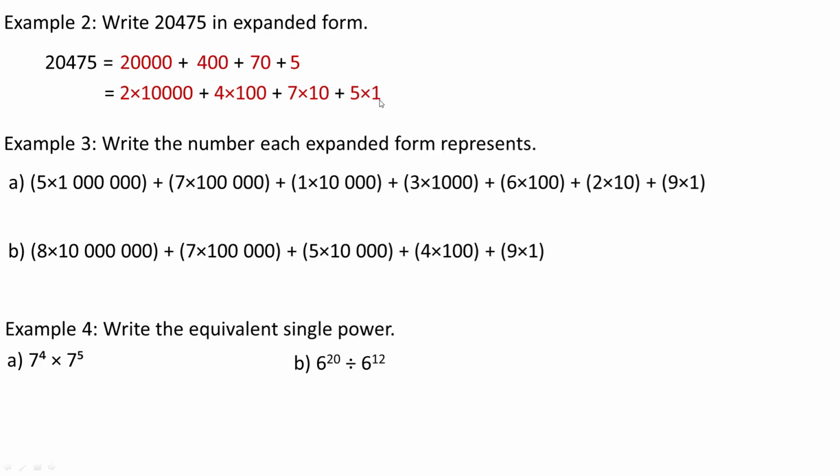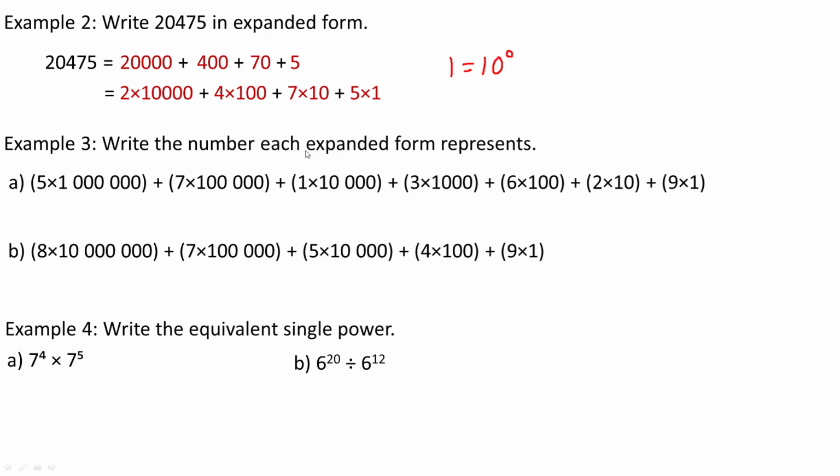1 is technically still a power of 10 because you can think of the 1 as 10 raised to the exponent 0. So technically 1 is a power of 10. So that's how you write this in expanded form. So it's 2 times 10,000 plus 4 times 100 plus 7 times 10 and then plus the 5 times 1 in the end.